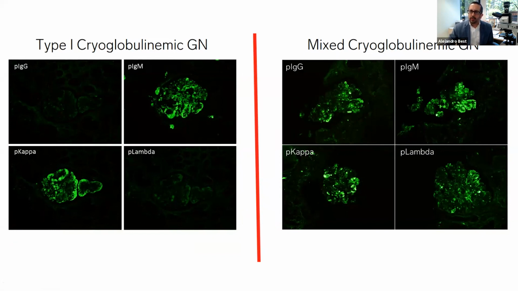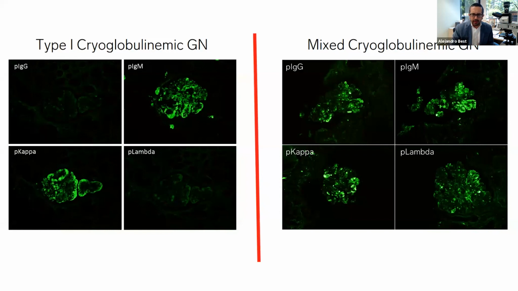But sometimes when you have G, M, kappa, lambda, like in this case, the M and the kappa was brighter than the G and the lambda. So this case is very likely a type 2 cryo. Am I 100% sure it's not a type 3? No, but this pattern of having a dominant M kappa with a weaker G lambda is quite characteristic.